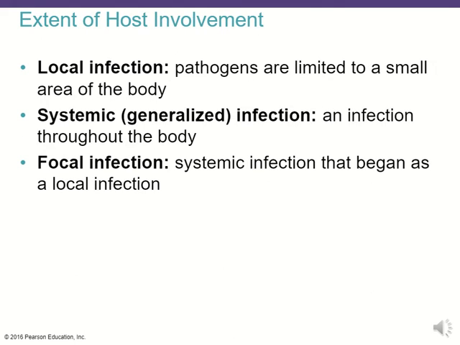When looking at the extent of host involvement, there is a local infection, where pathogens are limited to only a small or particular area of the body. For systemic infections, also called generalized infections, this is an infection throughout the body. And then focal infection is a systemic infection that began as a local infection, but eventually spread throughout the body.